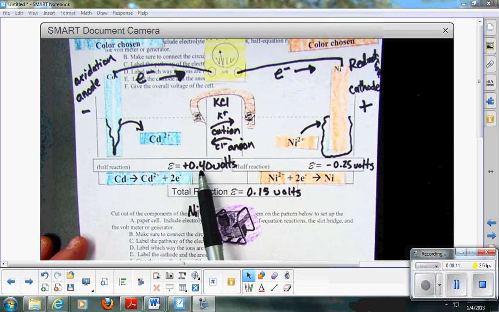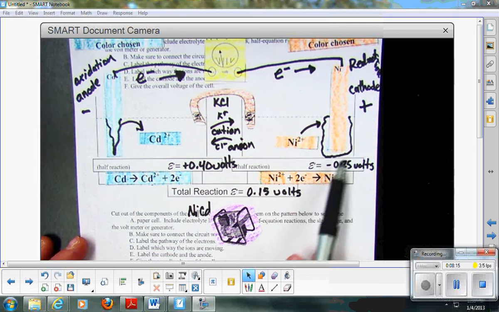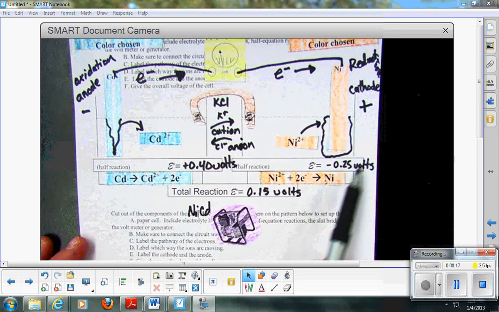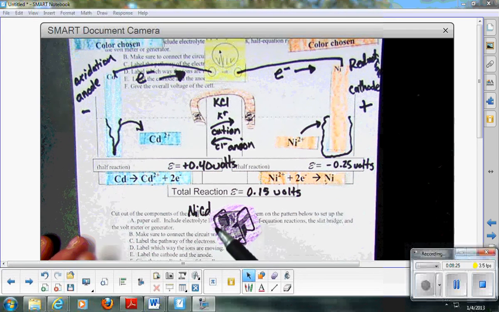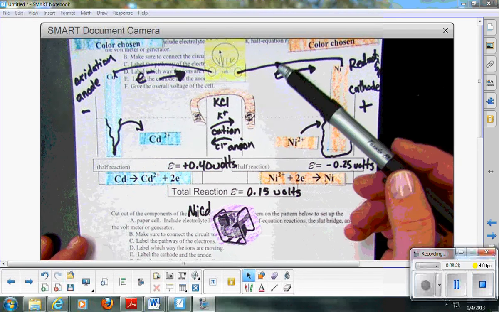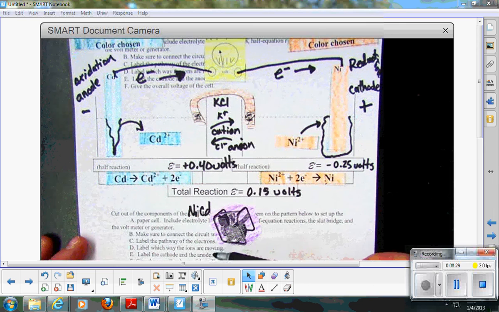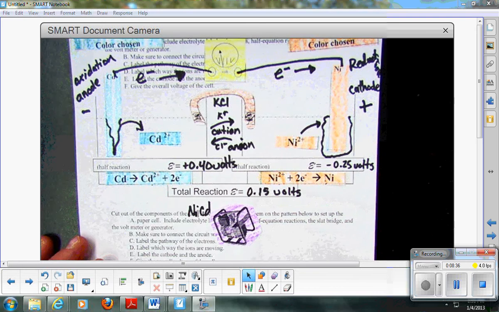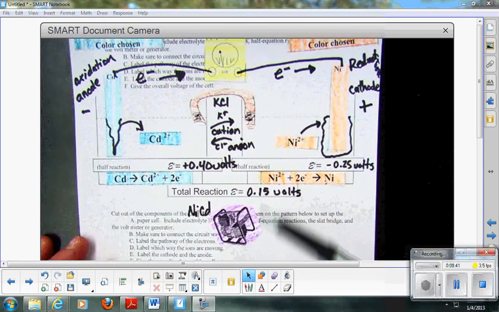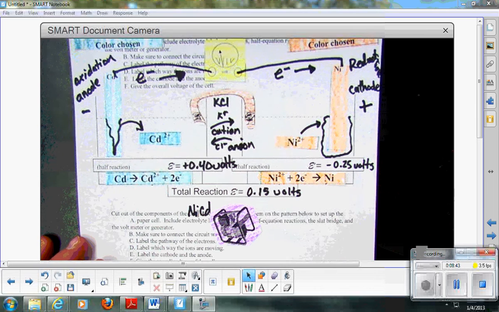So with cadmium, it will be a negative 0.4 voltage, and with nickel, it will be a positive 0.25 voltage, so the overall voltage will be negative 0.15. This is my generator. Now there are 2 types of batteries. There's a voltaic, which is up here, and the electrolytic, which I have right here. The electrolytic, you get a negative voltage. The voltaic gives you positive voltage. So think of the electrolytic, I have to plug into electricity to make it go that way. Voltaic gives me voltage. Okay?